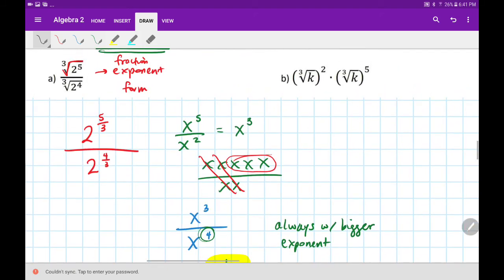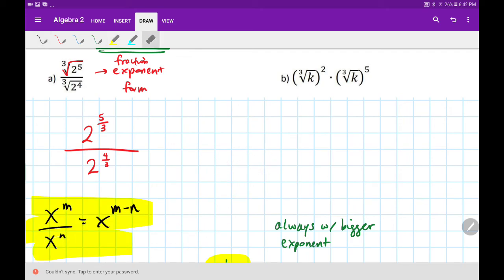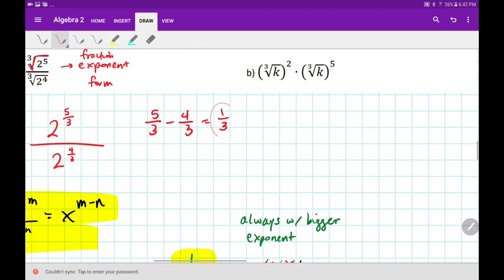So that was just a quick refresher of our rule, which is if I am dividing variables with the same base, I simply subtract their exponents. That's what we're going to do here. So I have 2 to the 5 over 3 divided by 2 to the 4 over 3. So I'm going to simply subtract. What's 5 over 3 minus 4 over 3? That leaves me with 1 over 3. And that's my new exponent.